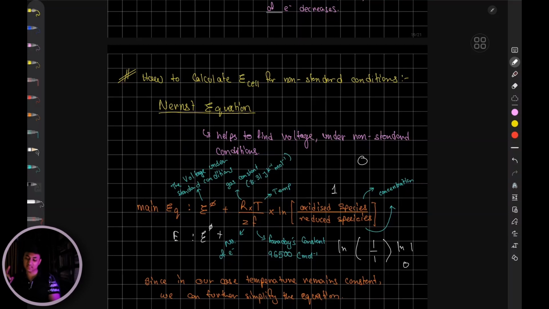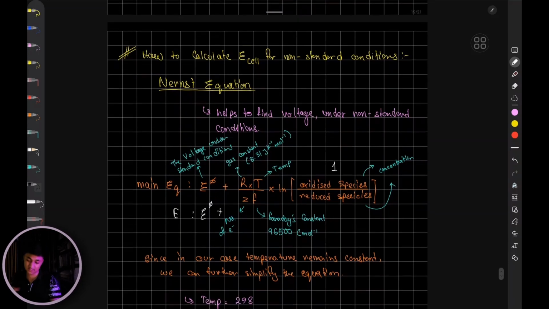Therefore, this proves that if your concentration of oxidized species and reduced species are 1 mole per dm cube both, in that case, your electrode potential is E0, the one that is in standard conditions, right? So your electrode potential will not vary until and unless you change your concentration of ions of the oxidized or reduced species. Fair enough.